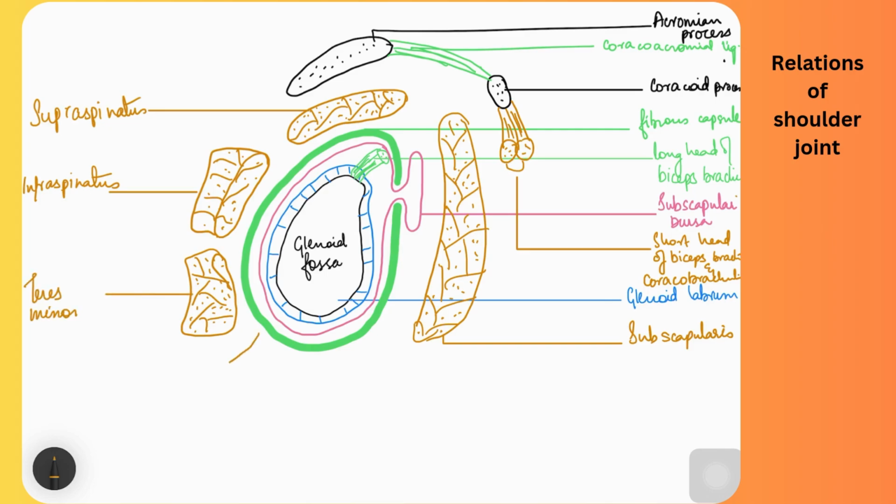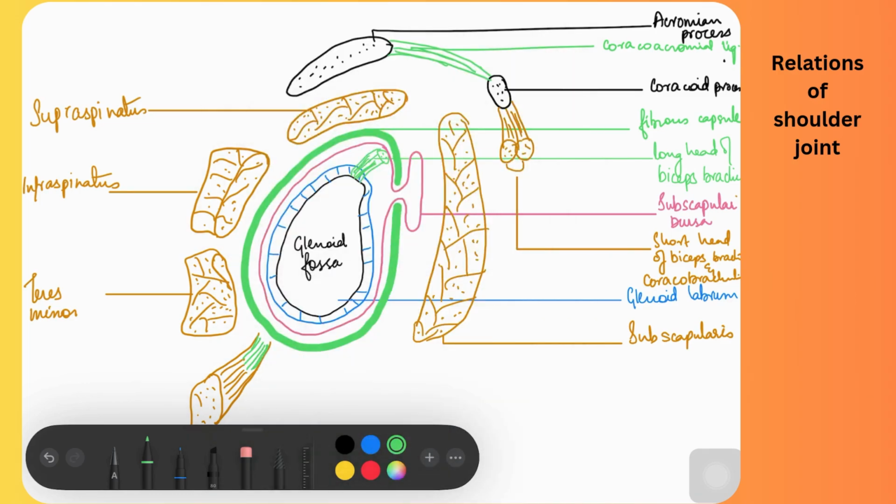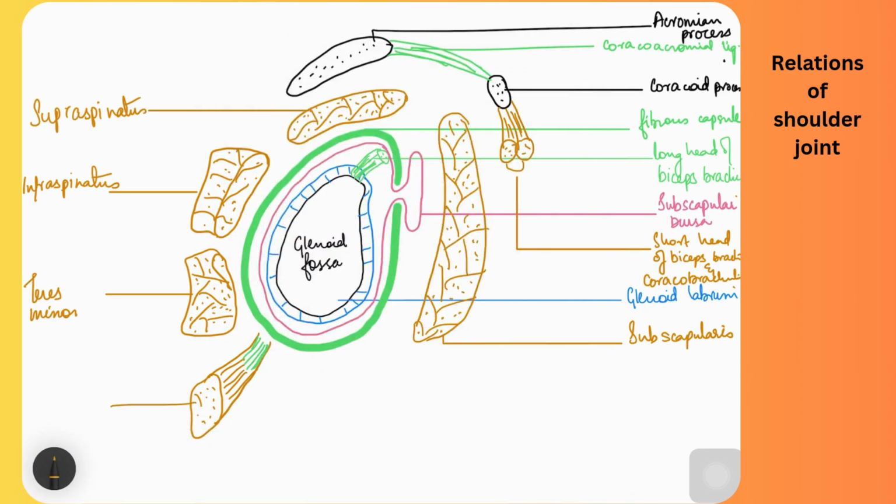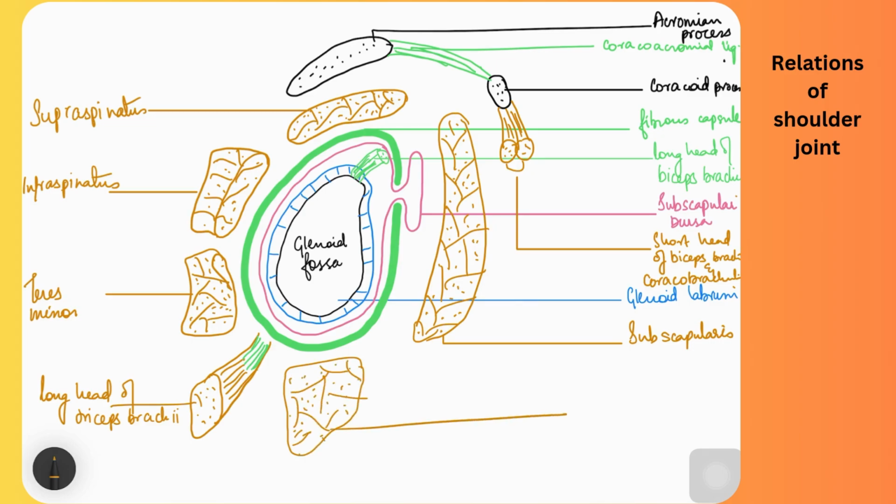Inferiorly, we also have the attachment of the long head of triceps brachii, which notably is extracapsular and extrasynovial, attaching from the infraglenoid tubercle. The last muscle which lies inferior to the shoulder joint is the teres major muscle.